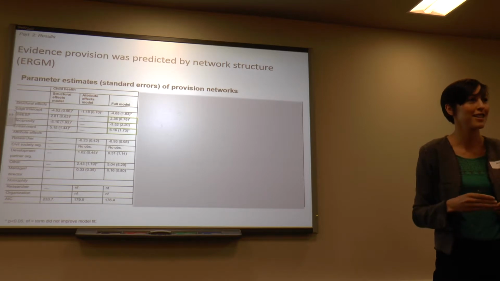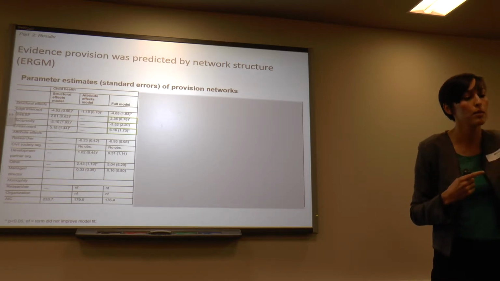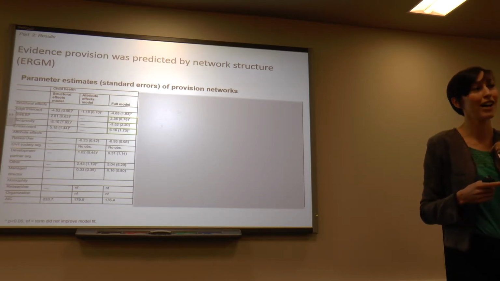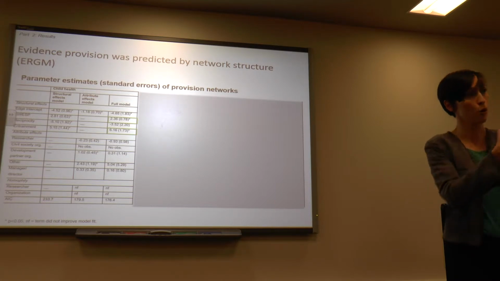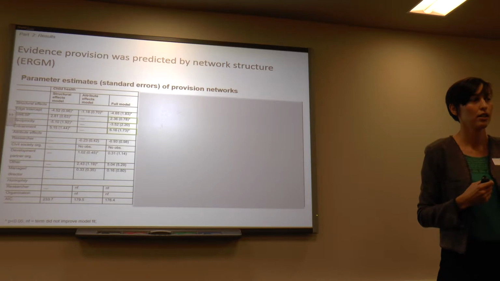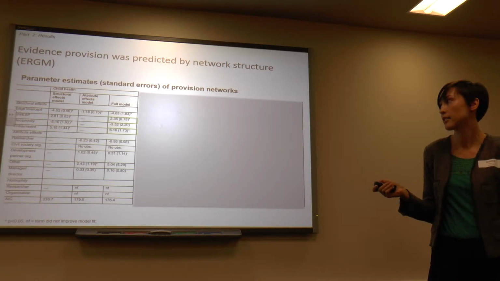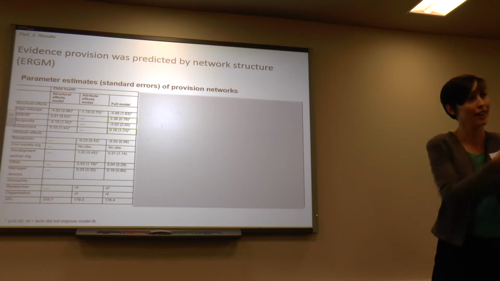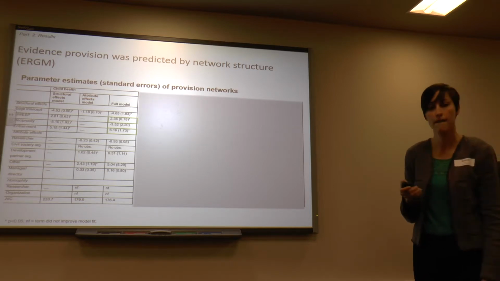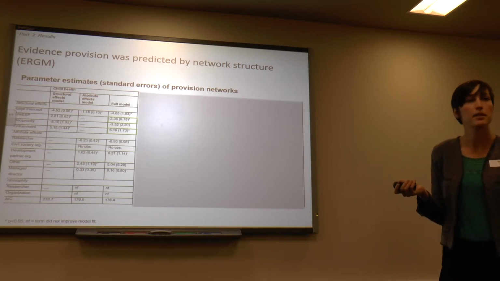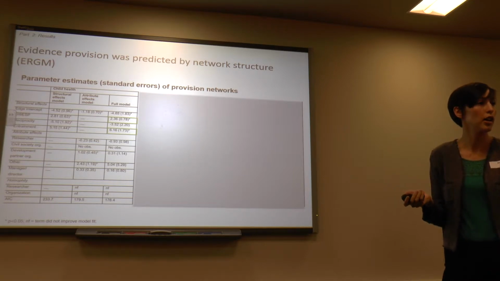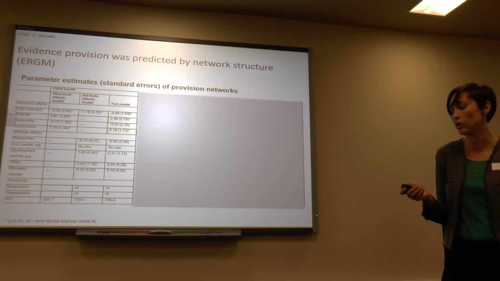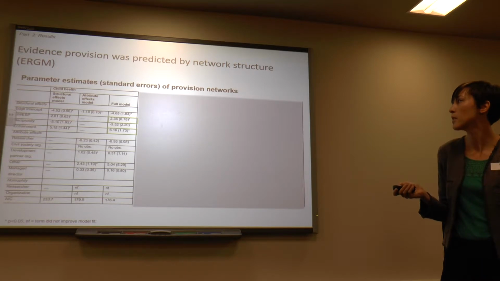And so for reciprocity, remember, I can provide to you and you can provide to me. So that would be a reciprocated provision relationship. We're both providing to each other. Okay? And we didn't see that. So people aren't sharing provision, they're providing and requesting. And nothing else is significant in the model for child health in the full model. So it's just those two structural covariates.